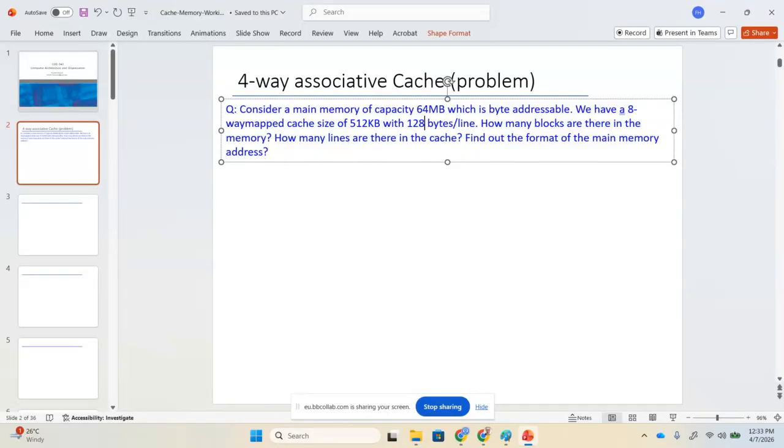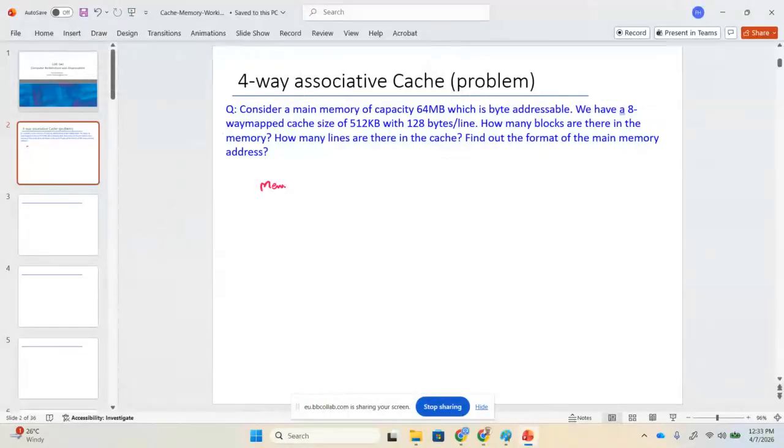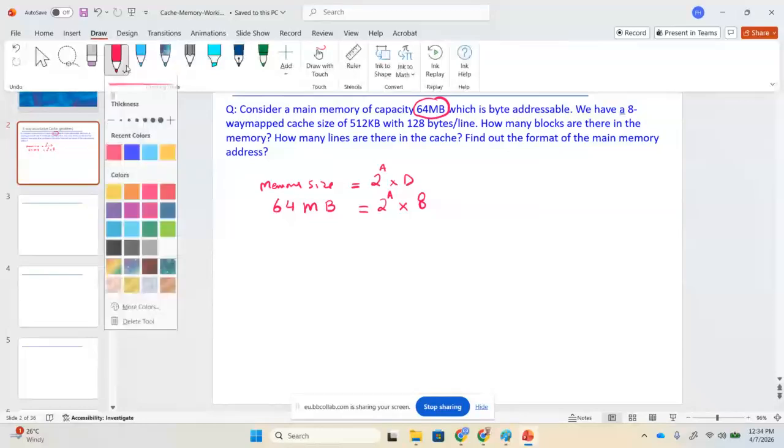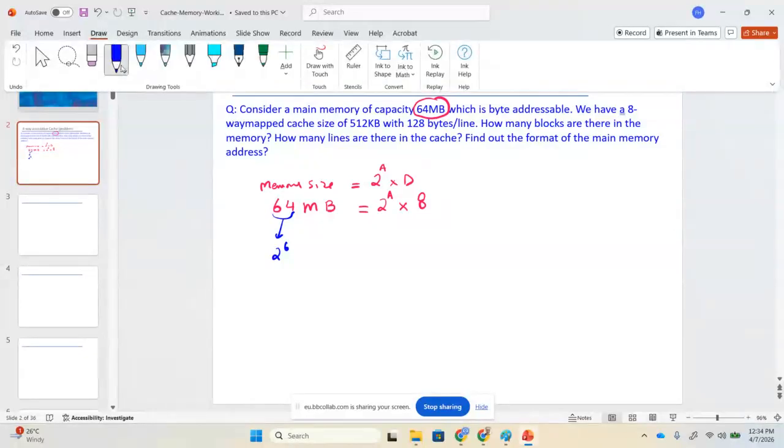Okay, now we are going to solve this question. Now this memory size is equal to 2 to the power a times d. Am I right or not? What is my memory size here? 64 megabyte. Okay, which is actually 2 to the power a times d, and d is 8. So now this 64 is actually what? 2 to the power 6.